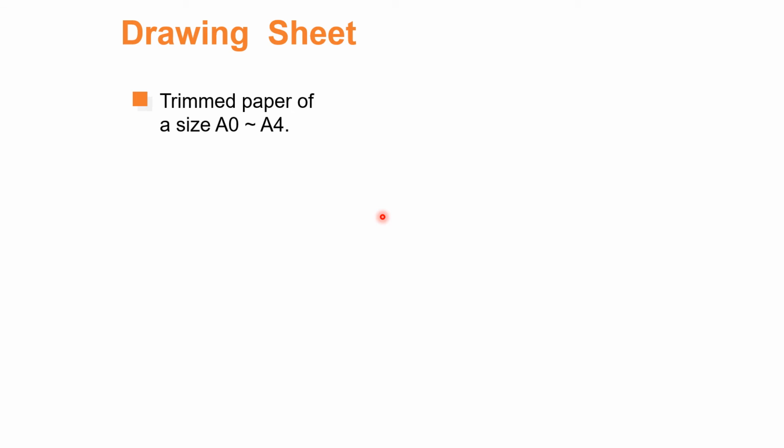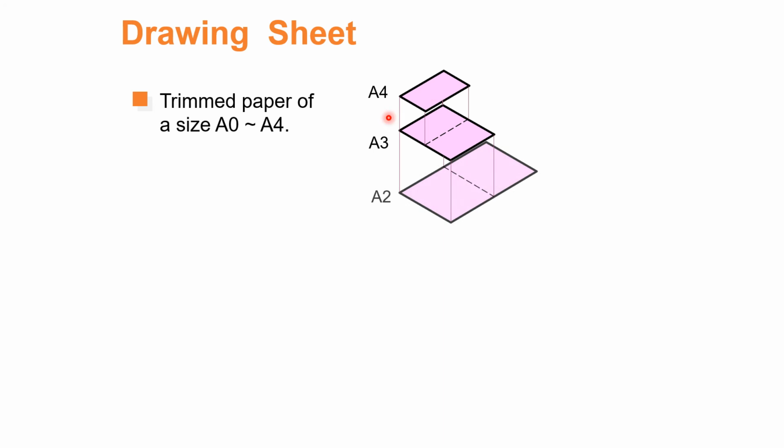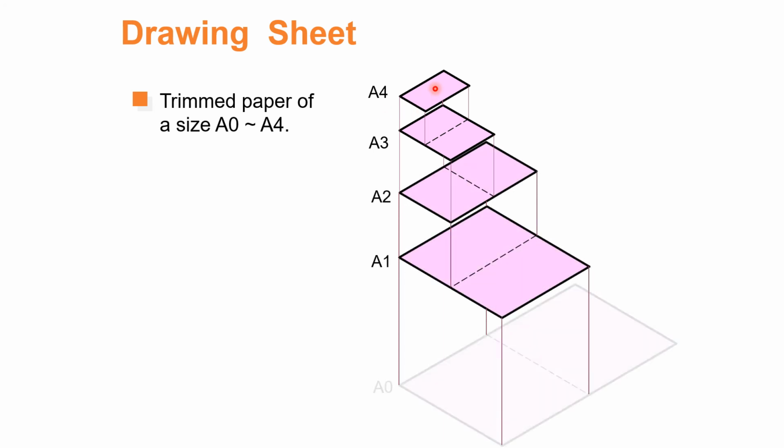Drawing sheet. The drawing sheets available in the market range from A0 to A4. The A4 size is the normal print paper that we use in our present era. When we combine two A4 sheets, we get the size of A3, and when we combine two A3 sheets, we get A2. Combining two A2 sheets gives A1, and combining two A1 sheets gives A0. That is the biggest size available in the market for drawings.